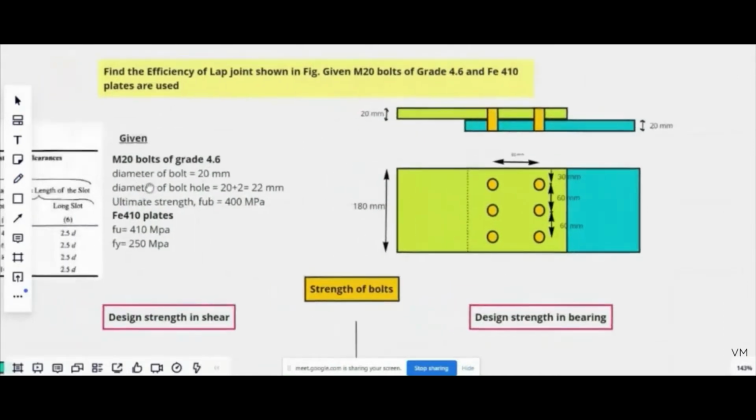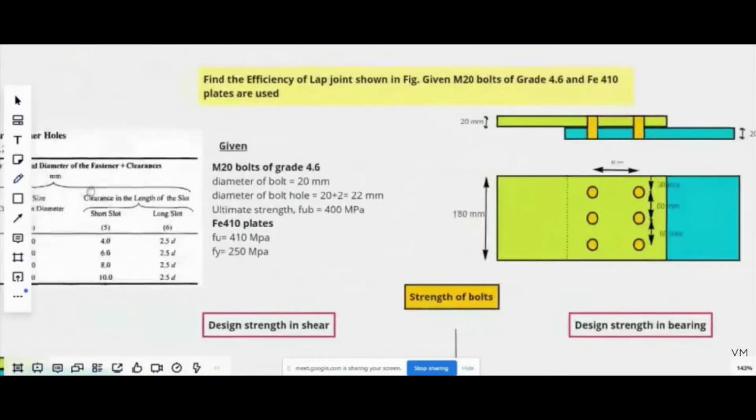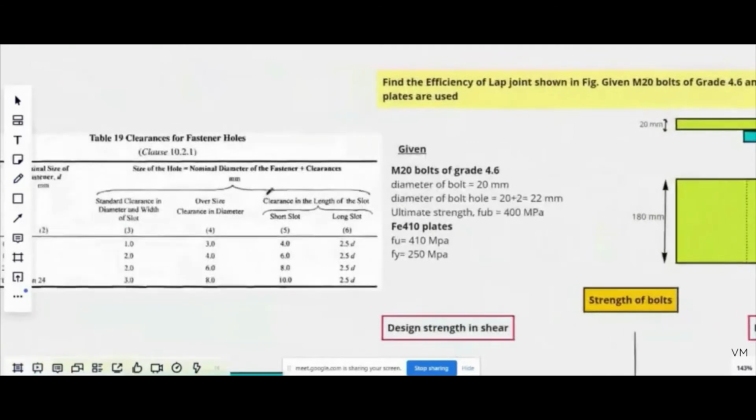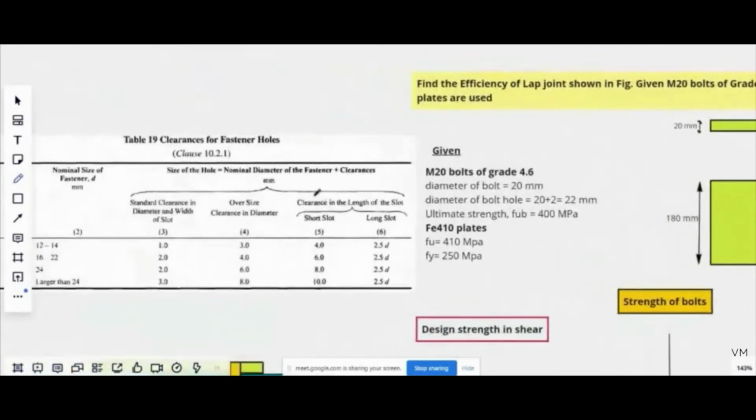From Table 19 of IS 800:2007, it can be seen that the standard clearance for bolts having a diameter of 16 to 22 mm is 2 mm. So we have calculated the diameter of the bolt hole with 2 mm as clearance, which is 22 mm.